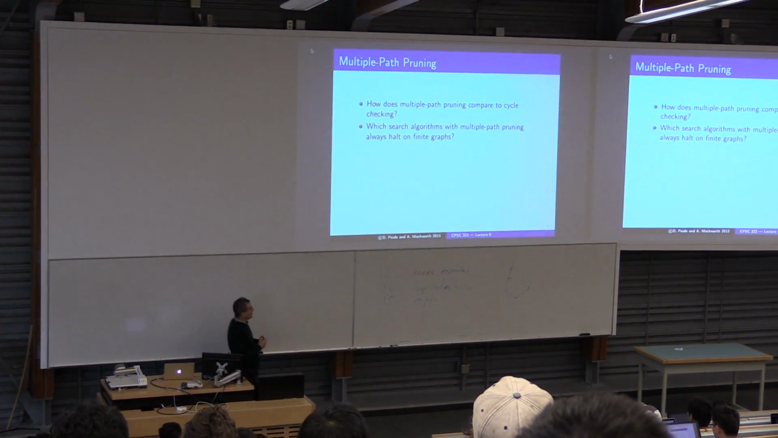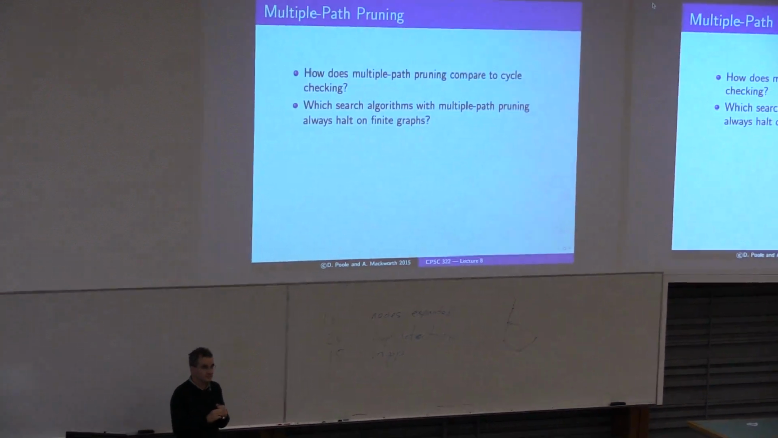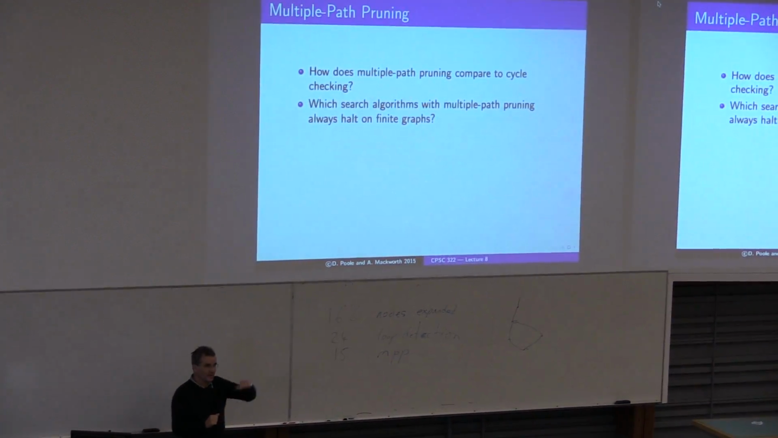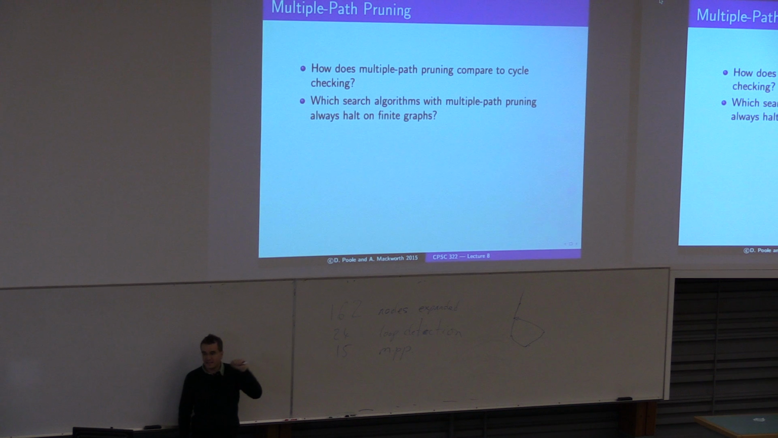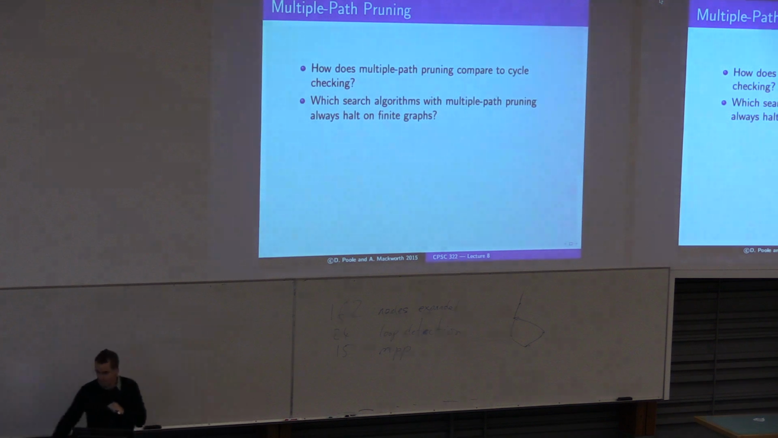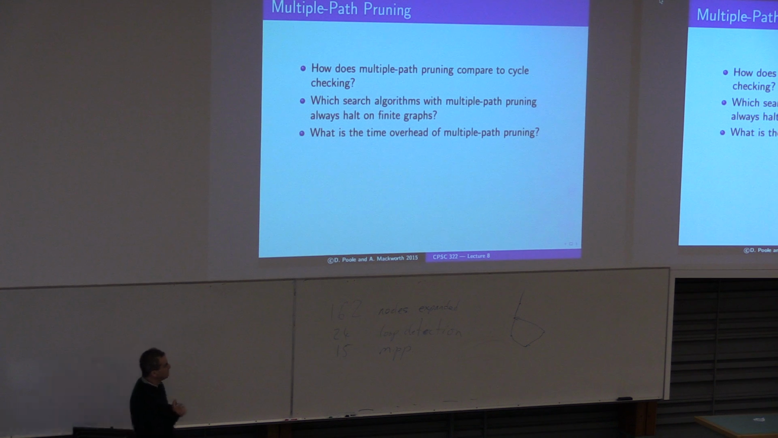So which search algorithms with multiple path pruning always halt on finite graphs? All of them, right? Because if they all halt with loop detection, then they all have to halt with multiple path pruning. So the answer here is all of them. So what's the time overhead of multiple path pruning?